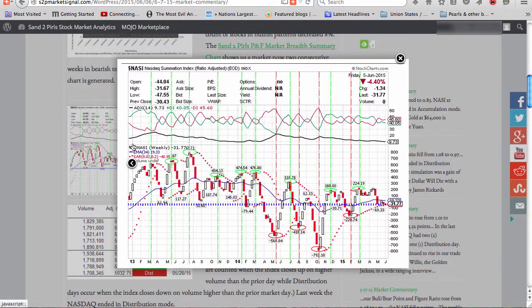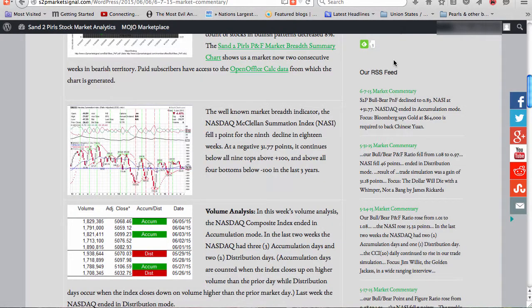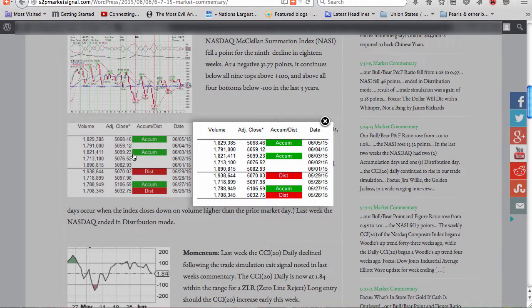The well-known market breadth summary chart, the Nasdaq McClellan Summation Index, fell 1 point for the 9th decline in 18 weeks. At a negative 31.77 points, it continues below all 9 tops above plus 100 and above all 4 bottoms below minus 100 in the last 3 years.